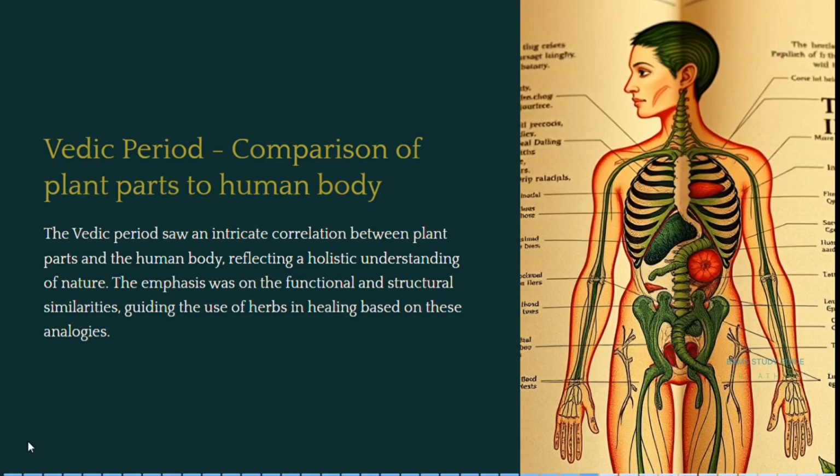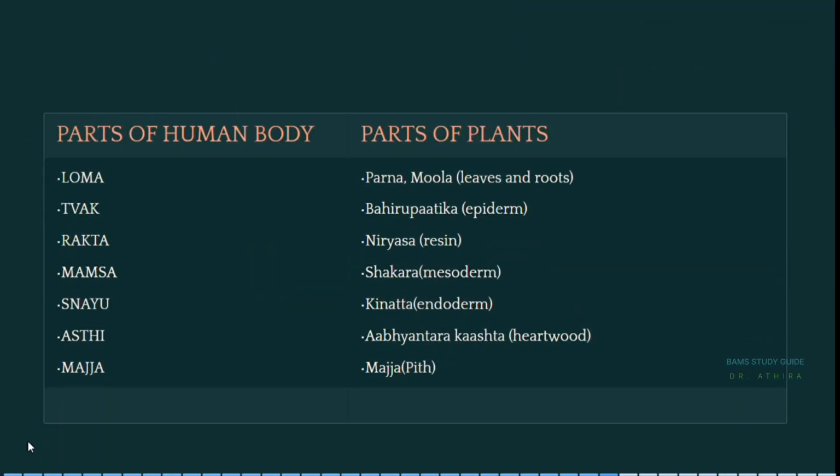In the Vedic period, different parts of the human body were compared with parts of plants to understand their functions better. For example, Loma was related to leaves and roots, Tvak to the outer layer of the plant, Rakta to plant exudates like resin, and Mamsa to the inner tissues. Similarly, Snayu, Asti, and Majja were compared to deeper structural parts like fibers, hardwood, and pith. These comparisons helped in understanding how plant parts could be used in healing.